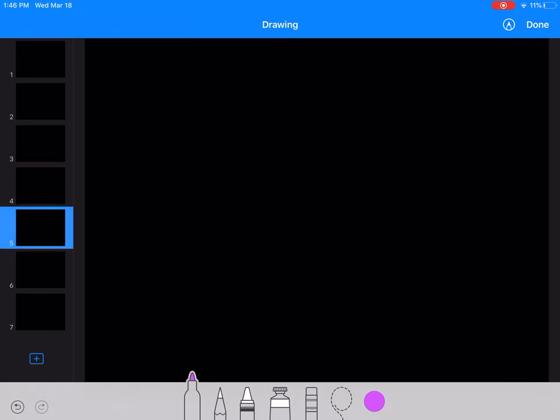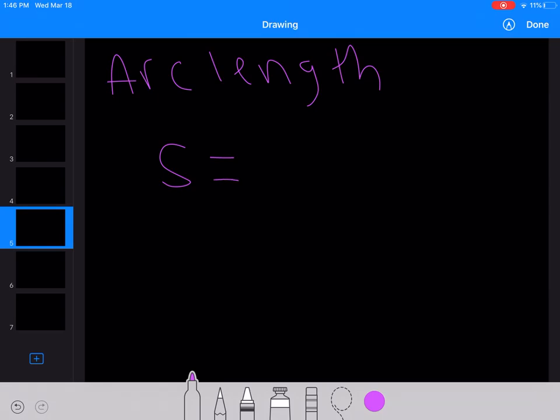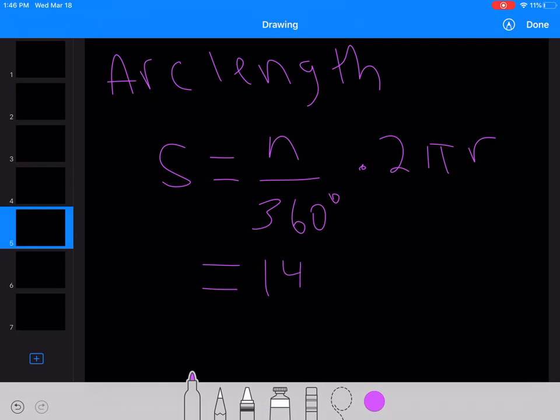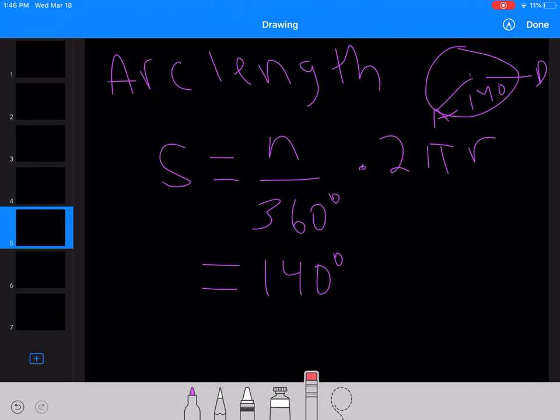So let's find that arc length given our formula for degrees. So it's S equals n over 360 times 2 pi r. n we found was 140 because that was the arc measure that we found for AD in the last slide. Okay, so that was what we found then.